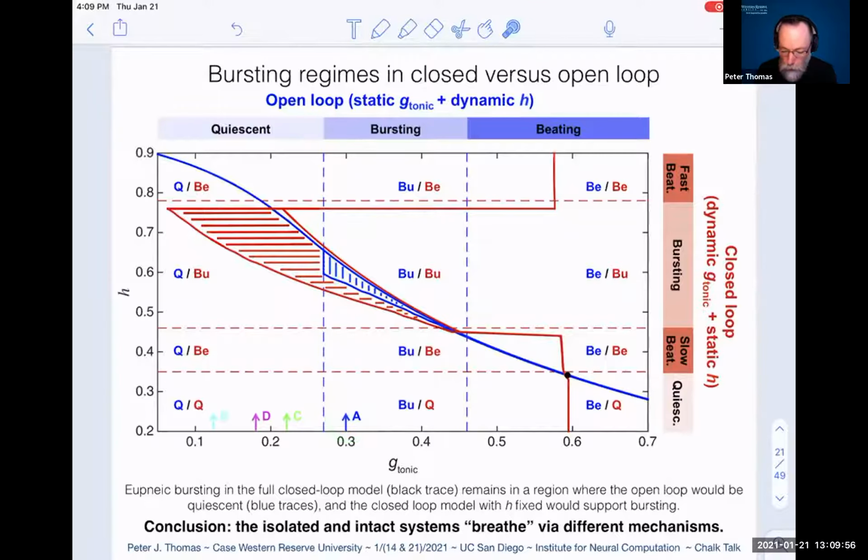So within this region where I have bursting, H is varying within this little wedge. If I make G tonic bigger, the variation of H gets smaller, but I have a limit cycle with bursting. Once I cross this boundary, the fluctuations in H are very, very small because I'm beating, and so H just fluctuates in a very small way. It looks like just a line. And in the quiescent region, of course, H is constant during the cycle.